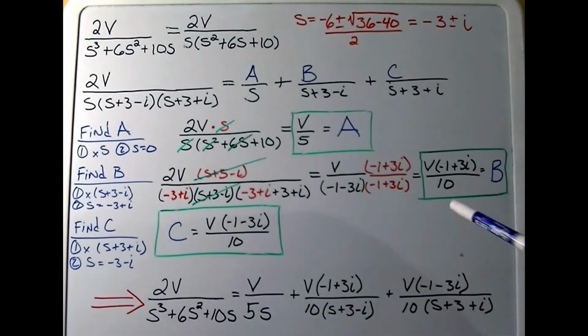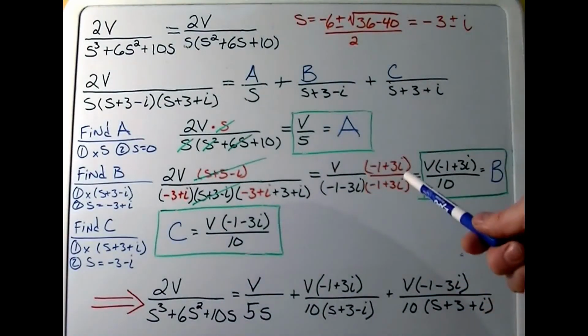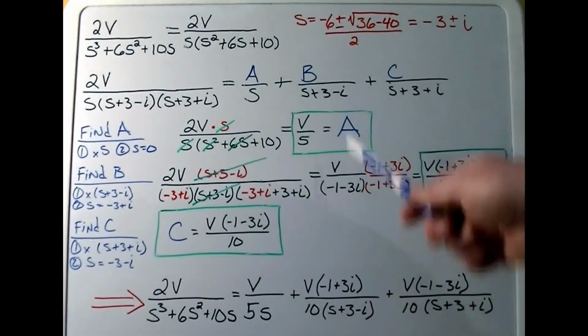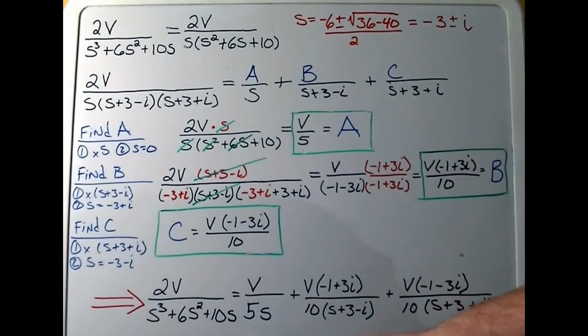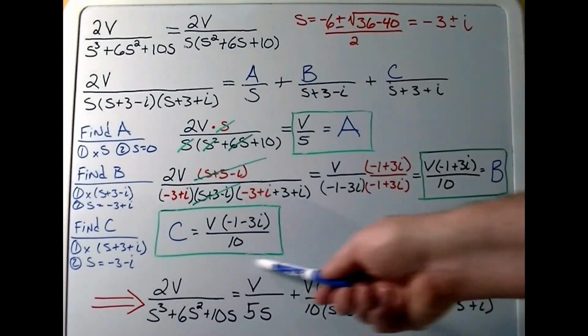Okay, putting it all together, we have a equal to v over 5. b is this, c is this. Just plug that in here, here, and here, and write it down here. There's our nice ugly expression.